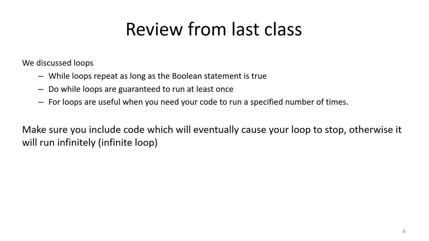We also discussed loops. So make sure that you can recognize which type of loop to use for a given situation. Remember that while loops will repeat as long as the Boolean statement is true. Do while loops are guaranteed to run at least once, and they will continue to run if the Boolean statement remains true. Finally, for loops are useful when you need your code to run a specified number of times.